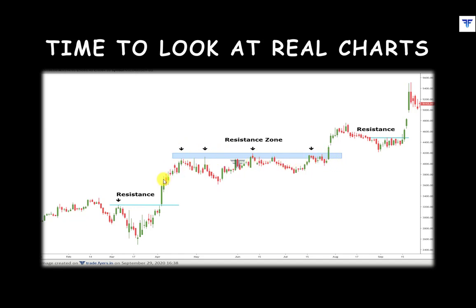So if you closely observe, notice that this particular high over here acted as a strong resistance zone over the course of the next several candles. After multiple attempts, see that the buyers eventually managed to take price above this resistance zone.